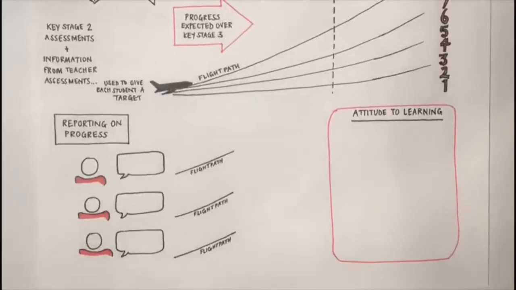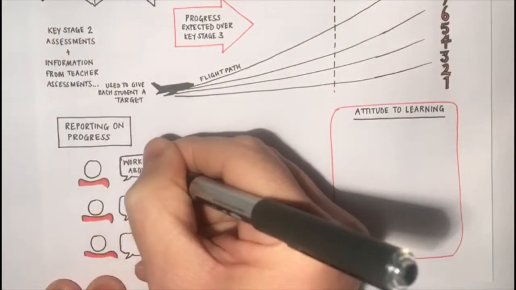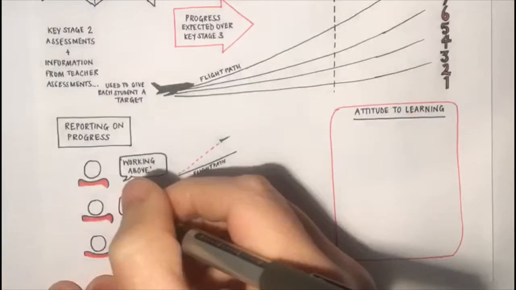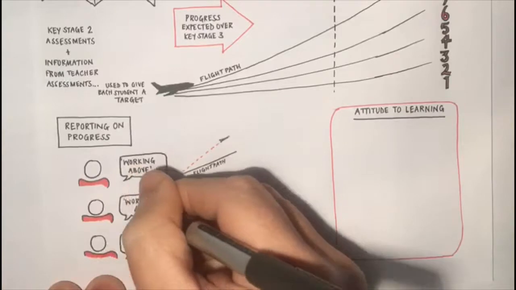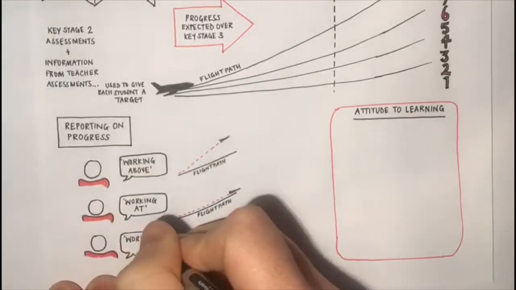Reporting. When we report to parents on a student's progress, teachers will comment by giving the following information. Working above means the student is currently working above the level of their target flight path and is making better than expected or excellent progress.